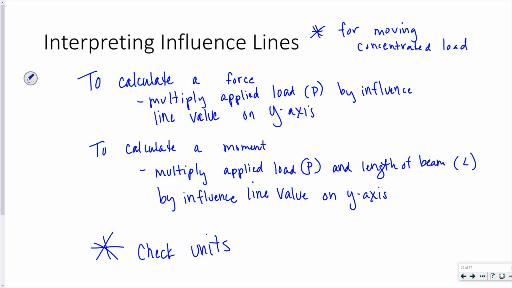So based on what we did previously, where we calculated a moving concentrated load along a simply supported beam and the influence of it on the vertical reaction at one of the supports, the shear at a location, and the moment at the location, these are ways to then use that influence line to calculate values. If I put it here, what's this value? If I put it here, what's this value?